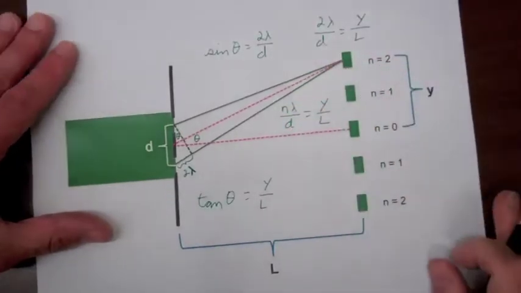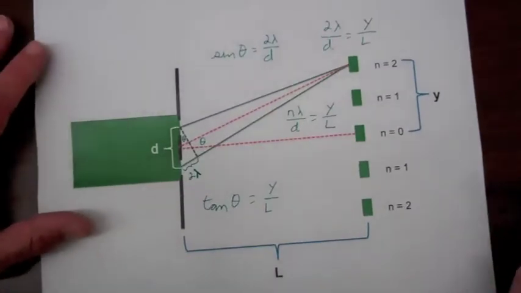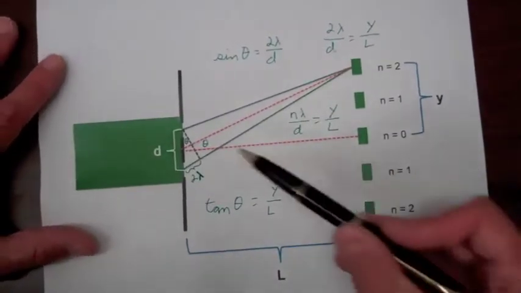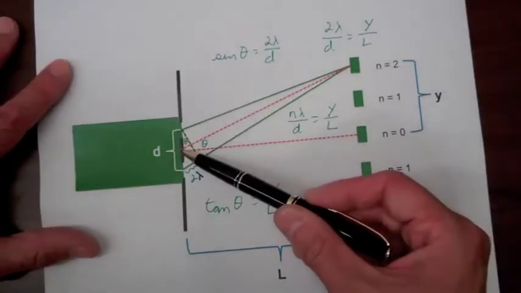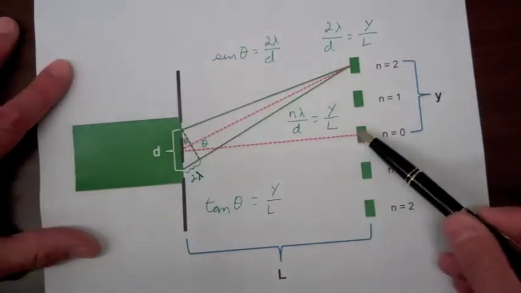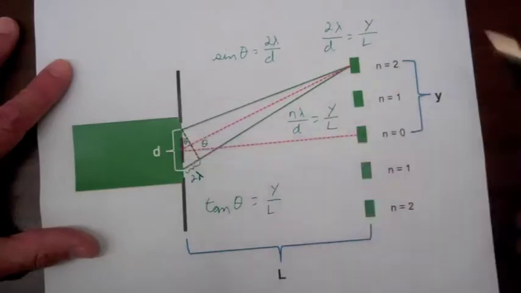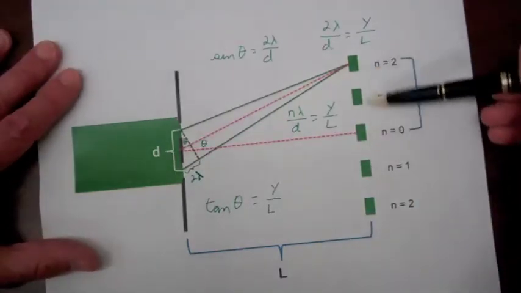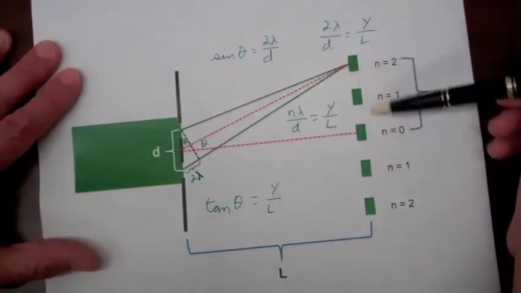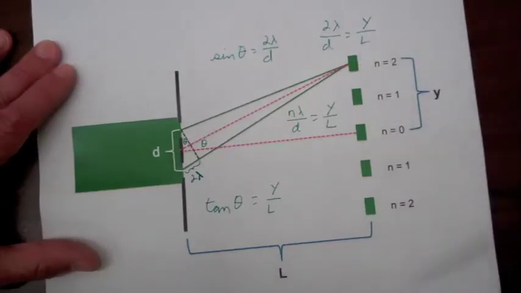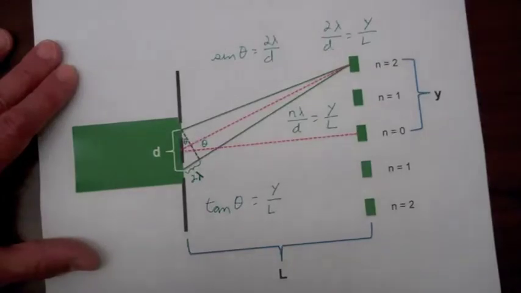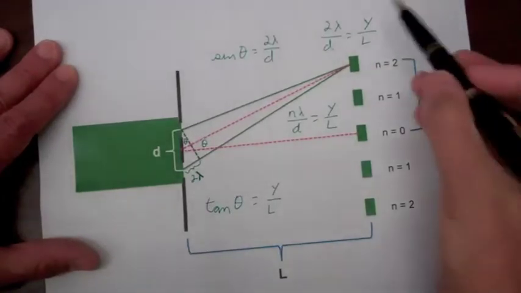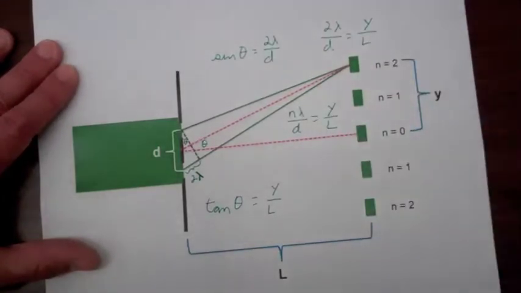So this will allow us to measure the wavelength of the light we're looking at, because from the dimensions of our experiment, we will know L, we will know the slit spacing d, and then we will measure y based on the interference fringes that we observe. And from that, then, we'll be able to measure the wavelength of our light, lambda.